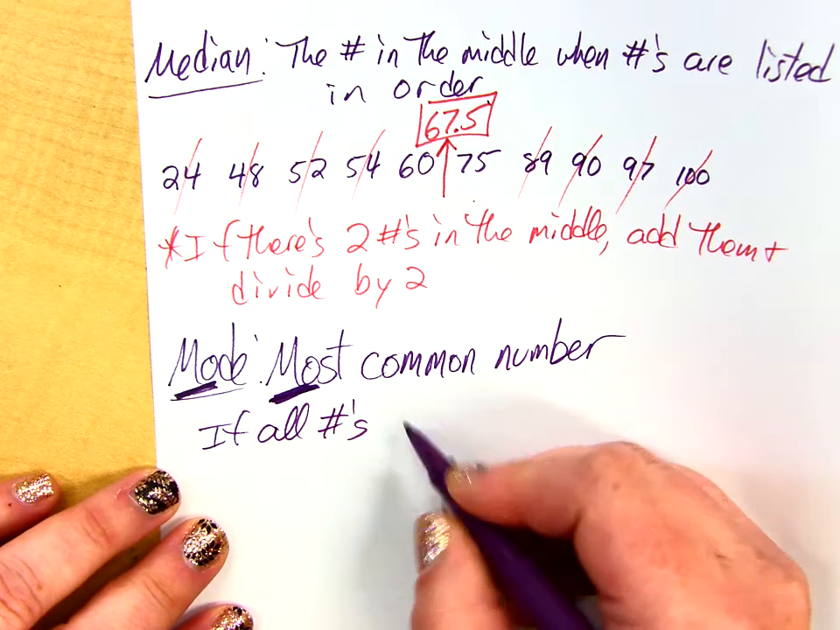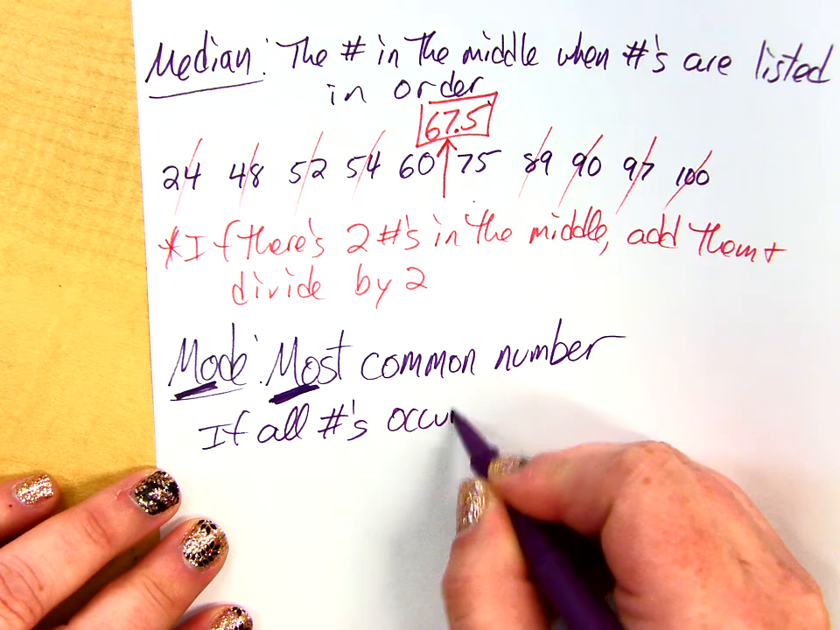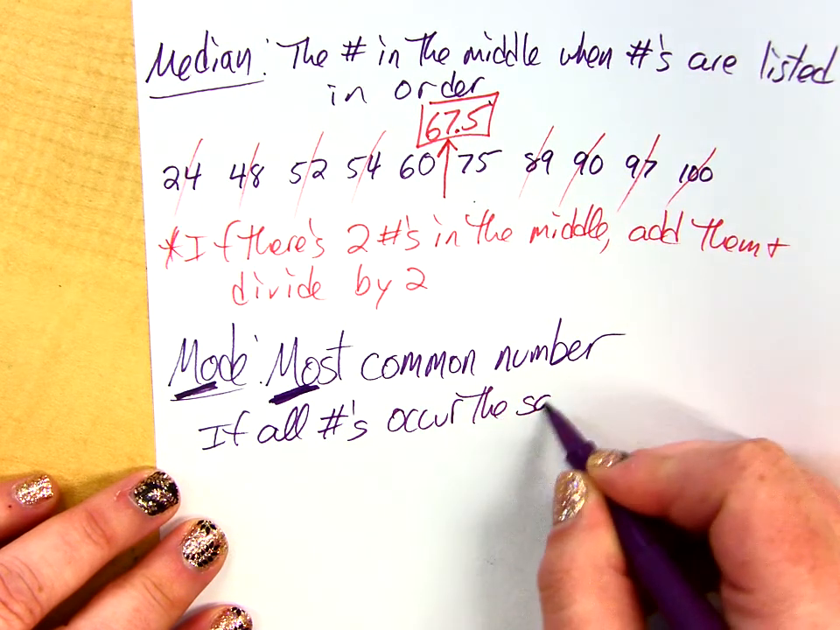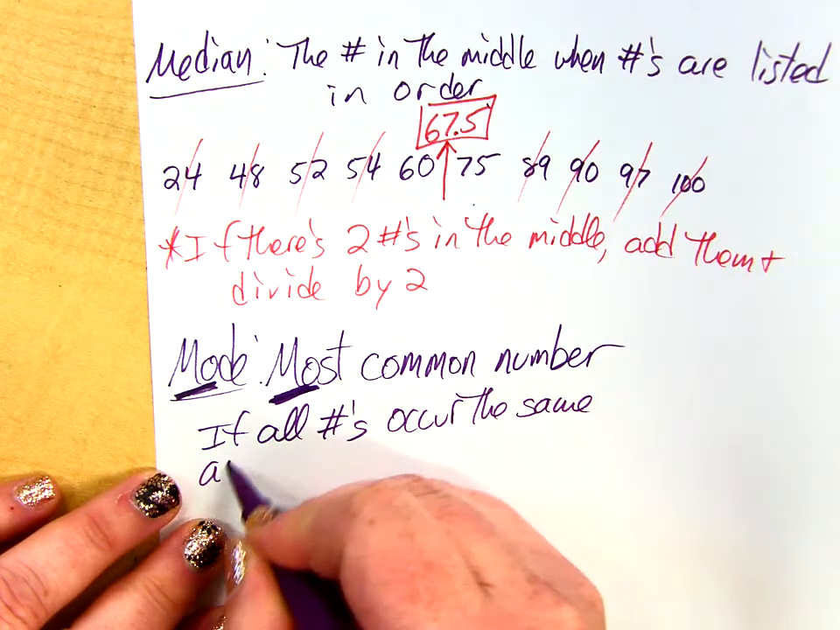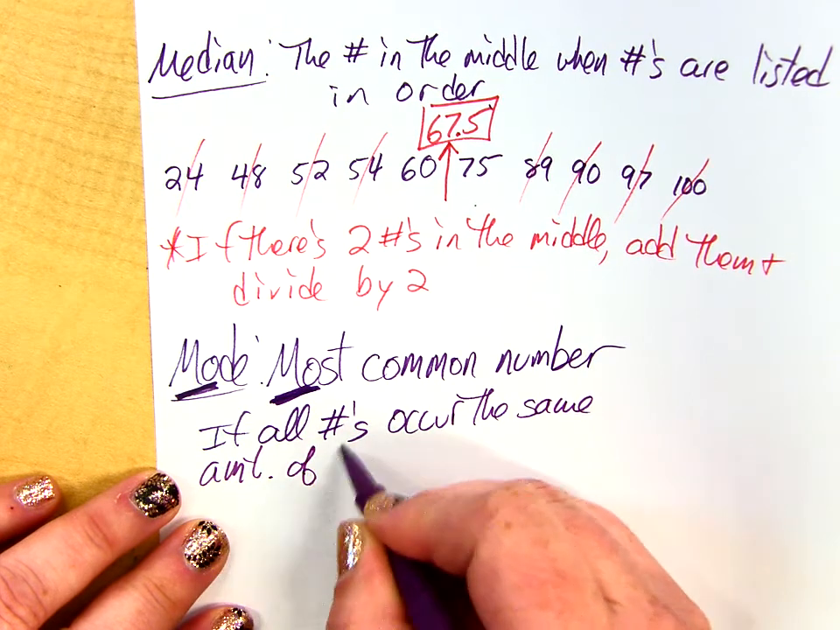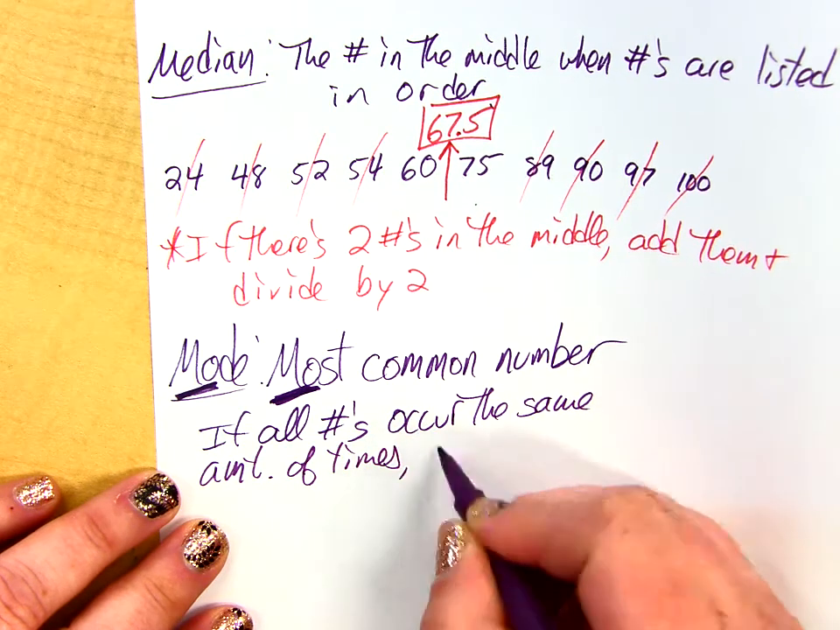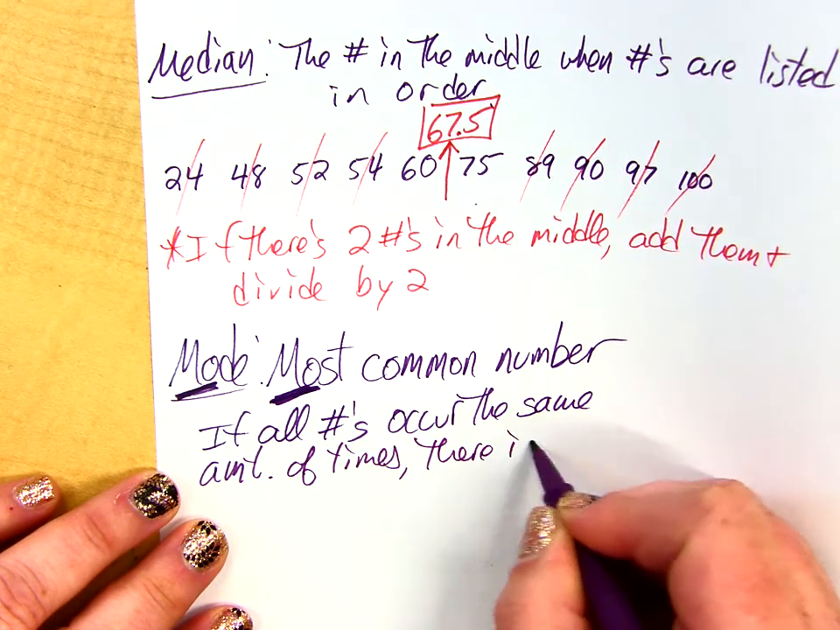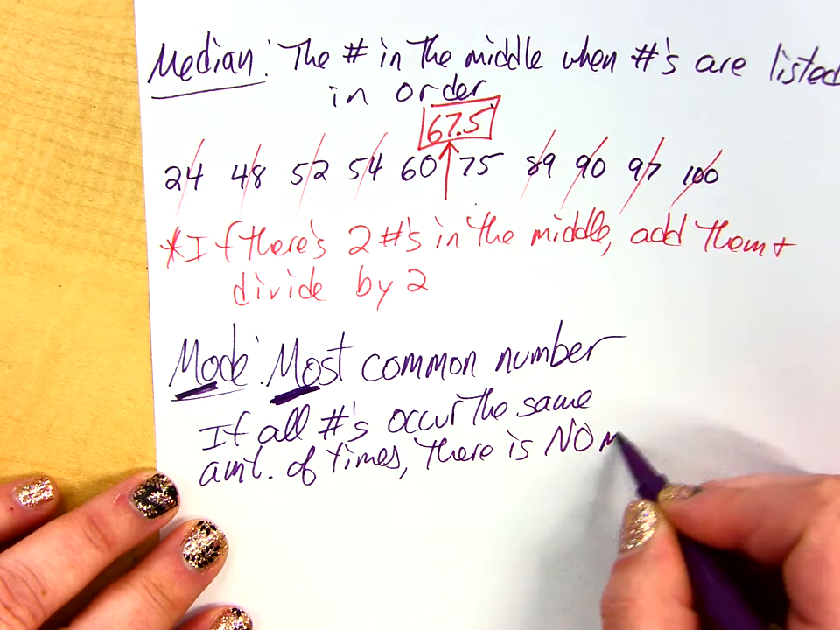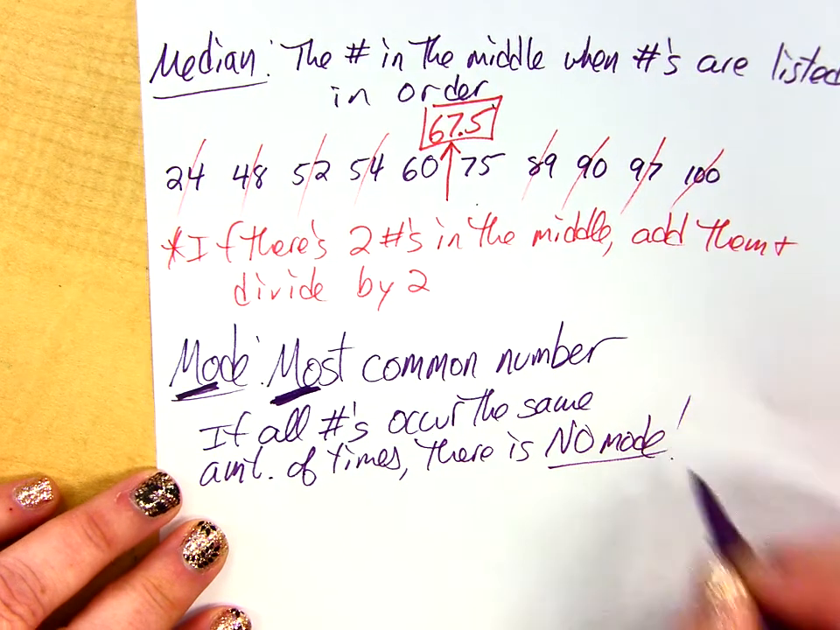So if all numbers occur the same amount of times, there is no mode. How interesting.